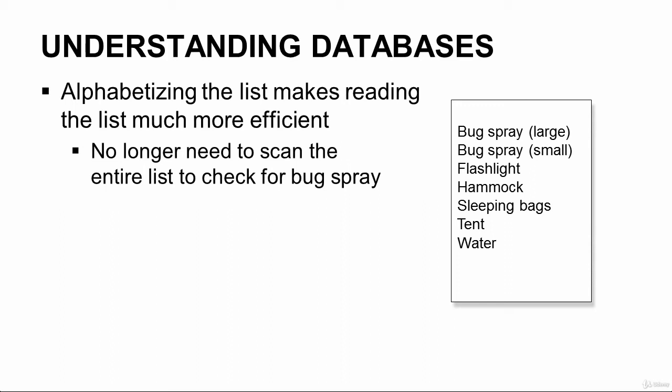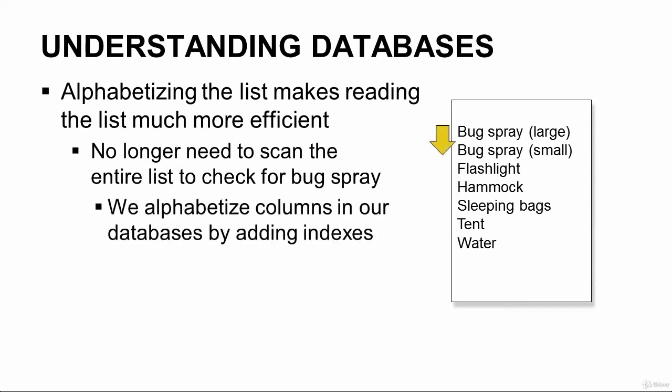From a database operational standpoint, this means we have to read less data off the disk. We have to do fewer input-output operations to retrieve this data. If you back up to when it was not in alphabetical order, the database actually has to pull that data into memory and read every list item in that database to determine how many instances of bug spray there were. When it's alphabetized, we can just do one IO. We grab 2 or 3 lines, we check, we got 2 bug sprays and a flashlight, we're done. Very efficient. So we alphabetize columns in our databases for this very reason. We do that by adding indexes to our tables.